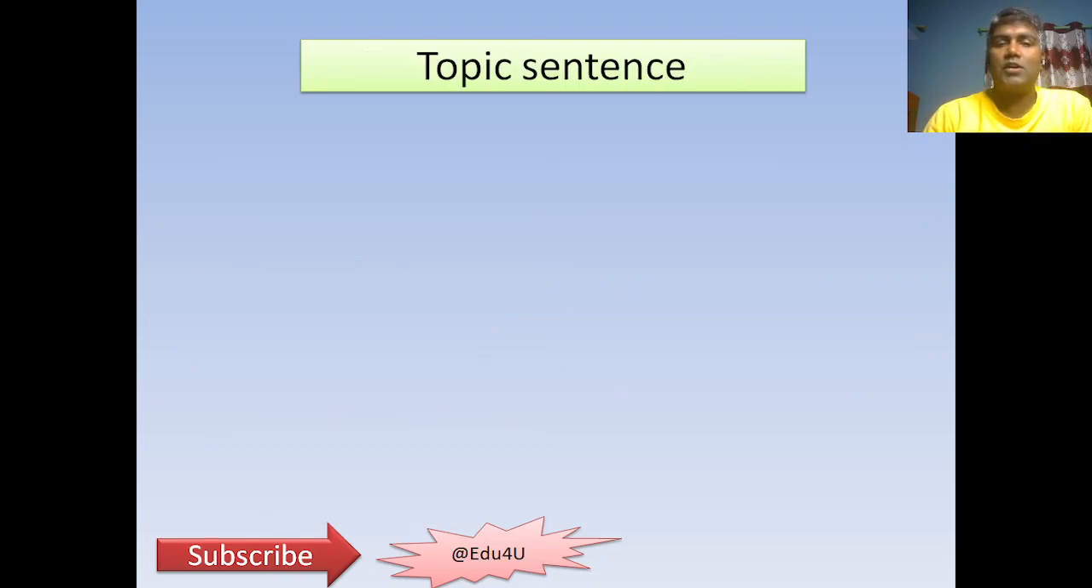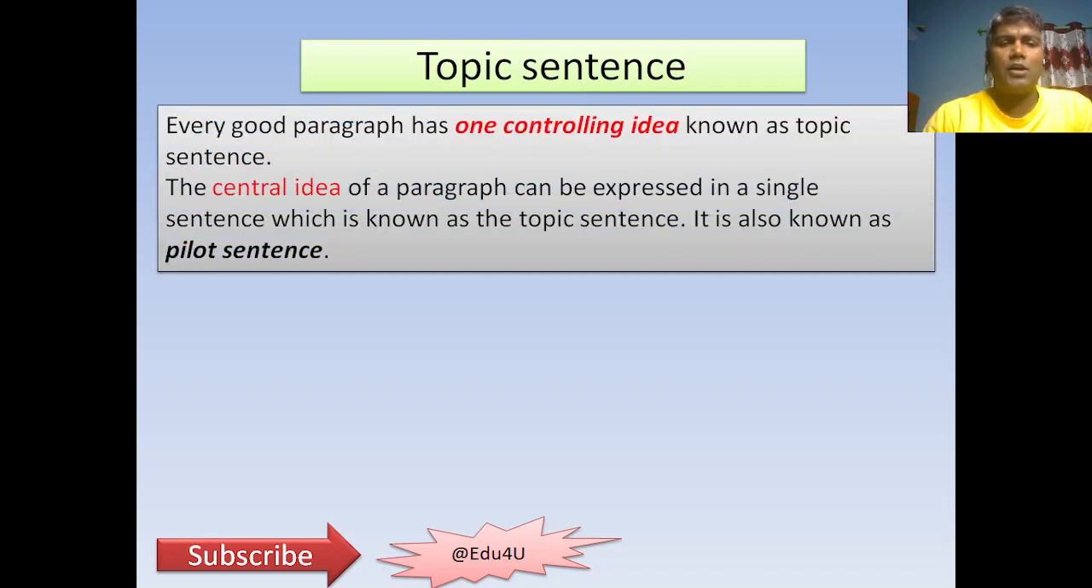Now let's see the meaning of topic sentence. What do you understand by topic sentence? It must be a sentence, though. Every good paragraph has one controlling idea, and that is known as the topic sentence. The topic sentence of the paragraph is the controlling idea or the central idea that is expressed in a single sentence. The topic sentence is also known as the pilot sentence. So the central idea, the main idea, or the controlling idea of the paragraph would be the topic sentence, and this is also known as pilot sentence.